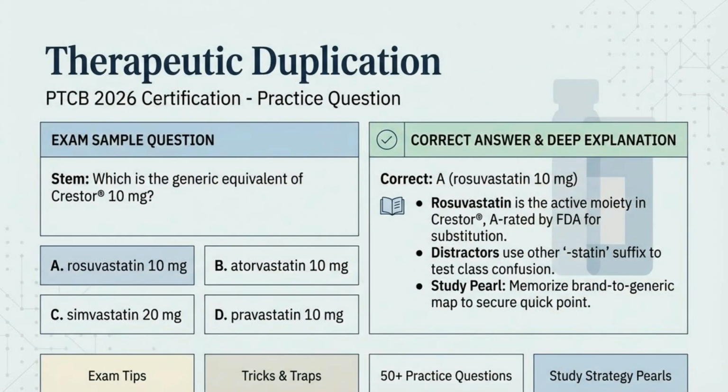Here is a practice question. Which is the generic equivalent of Crestor 10 milligrams? The correct answer is rosuvastatin 10 milligrams. Rosuvastatin is the active moiety and is A-rated for substitution. Memorizing brand to generic maps is a quick study pearl.